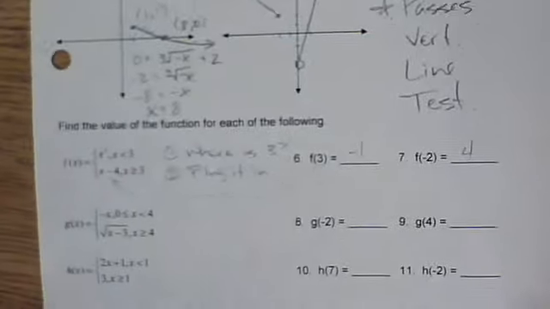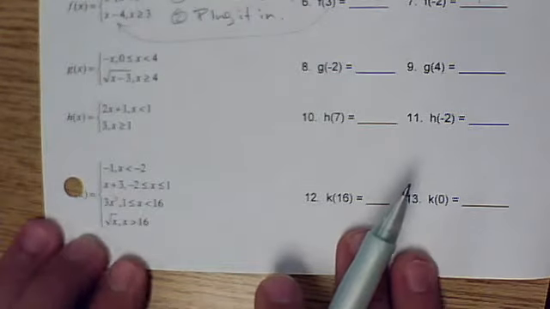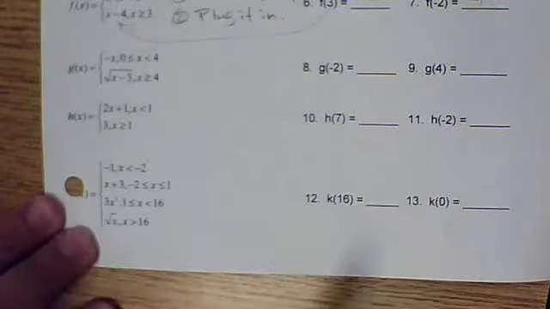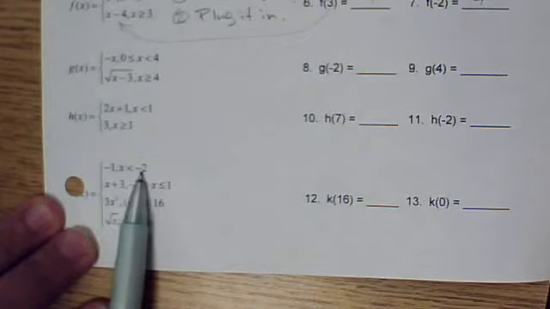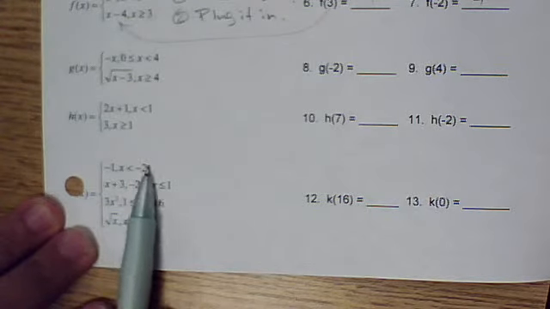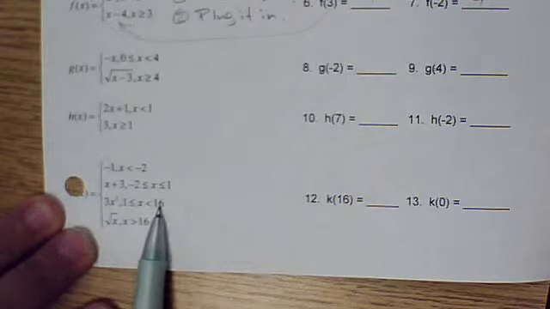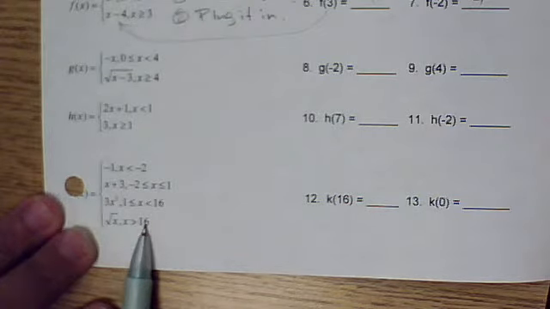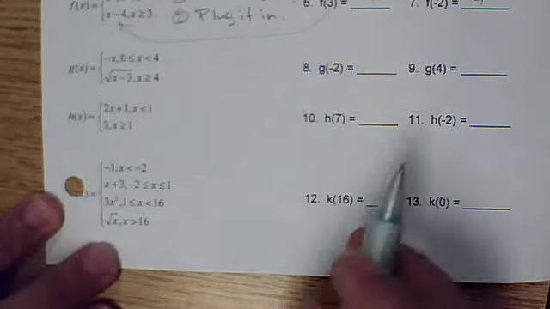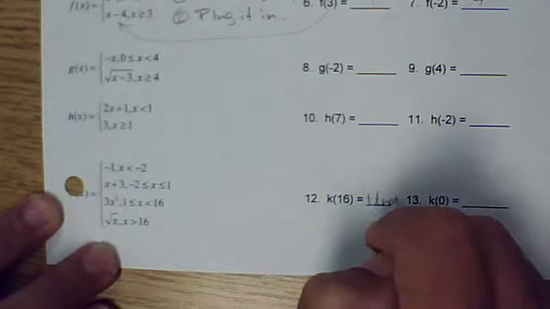Okay, let's skip down to the bottom one here. K of 16. This is less than -2. This is between -2 and 1. This one goes all the way to 16, but it doesn't touch 16. And this one's greater than 16, and it does not include 16 either, so that would just be undefined.